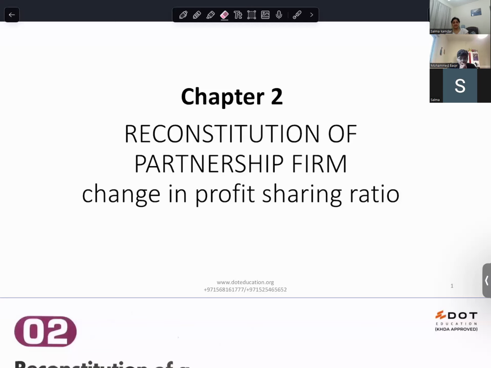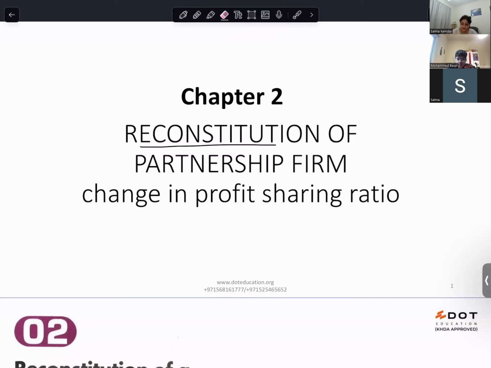So we are doing reconstitution of partnership. Can you tell me what you mean by the word reconstitution of partnership? Ma'am, I really don't know what it means. Reconstitution of partnership means there is a change in the partnership agreement.